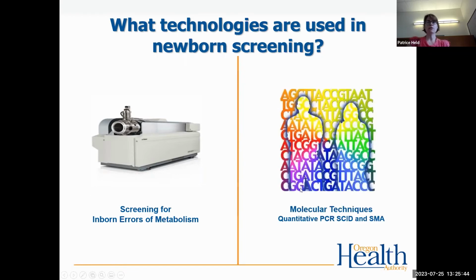And then over the years, we've incorporated more and more molecular techniques. I mentioned quantitative PCR is used for severe combined immune deficiency, as well as for spinal muscular atrophy. And I suspect in future years, we will see the incorporation of more and more techniques into the newborn screening laboratory.